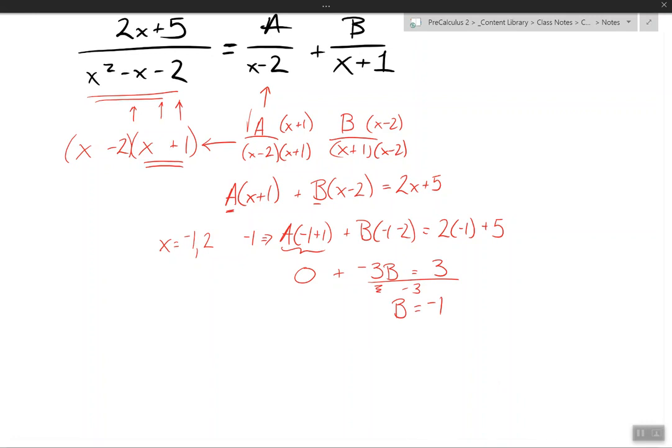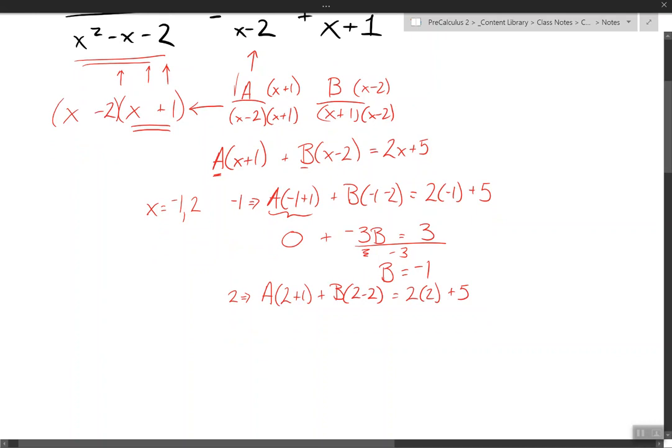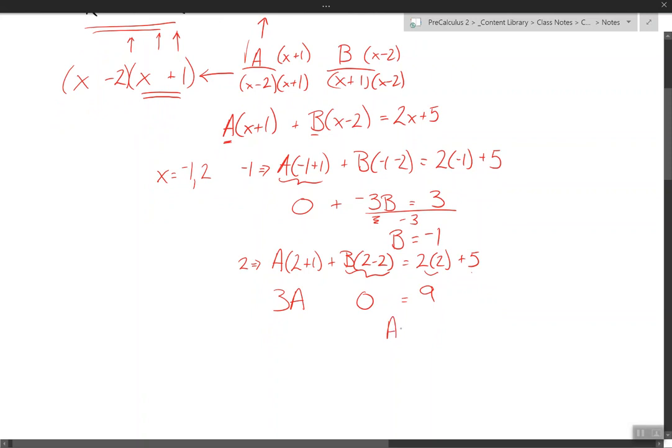We do the same process again with the other 0 that we found, which is 2. So we plug in 2 for all of the x's. So we get 2 plus 1 times a, 2 minus 2 times b, and on the other side, 2 times 2 plus 5. Again, the b term will be a 0, which lets us figure out what a is. So 3a equals 4 plus 5, which is 9. So 3a equals 9. We divide both sides by 3, and a is 3.